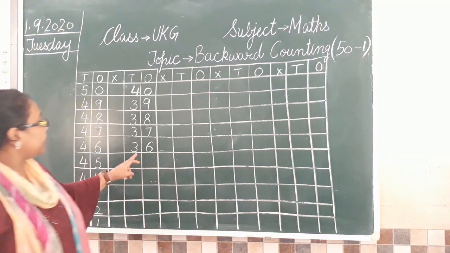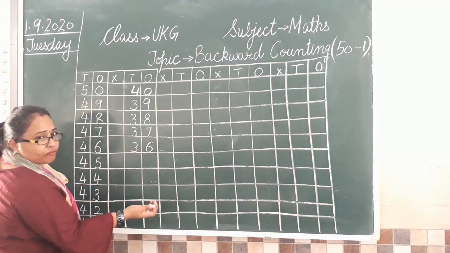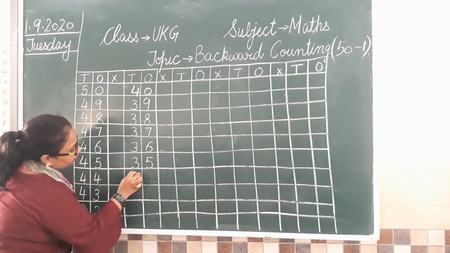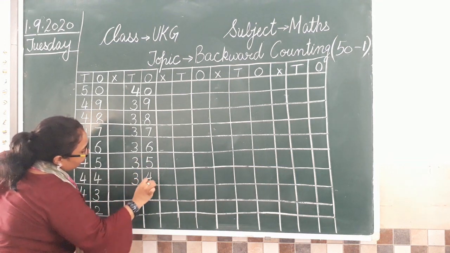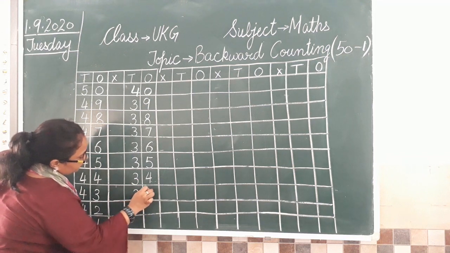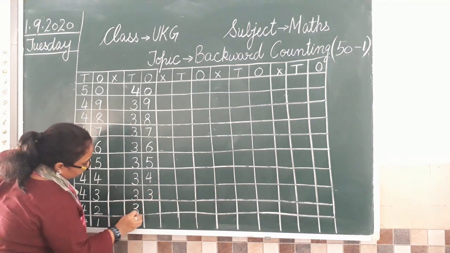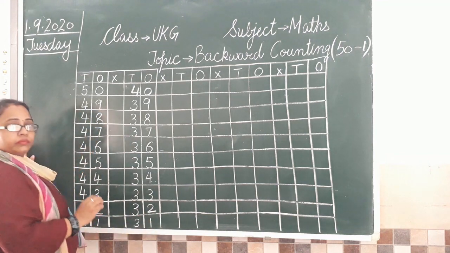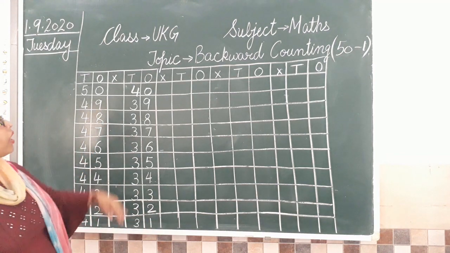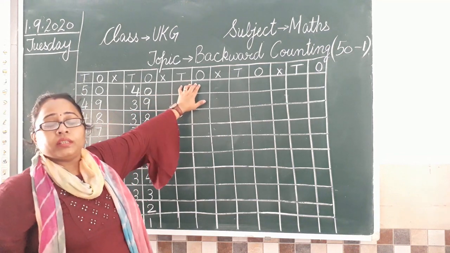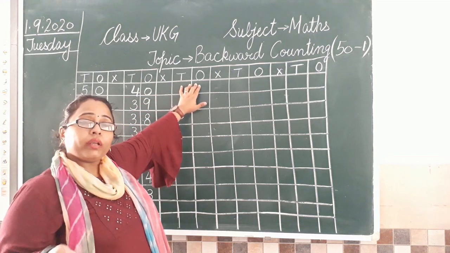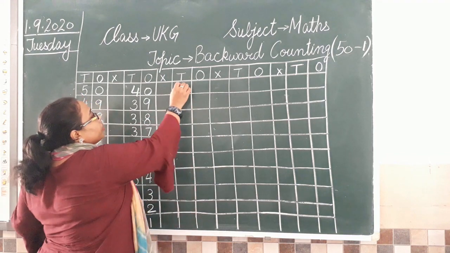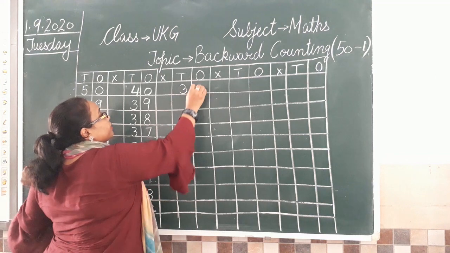Now moving next, 36. Then what comes before 36? 35, 34, 33, 32, 31. Clear? After 31, what should I write here? 31 के before क्या आता है? What comes before 31? 30. So I'm going to start the new one. 30.